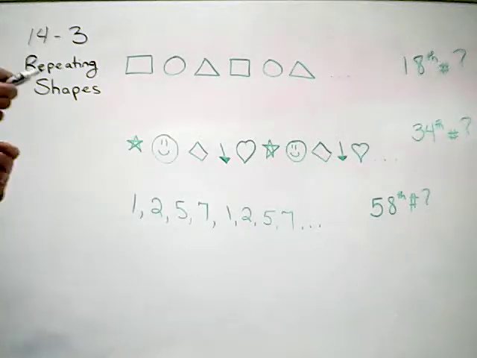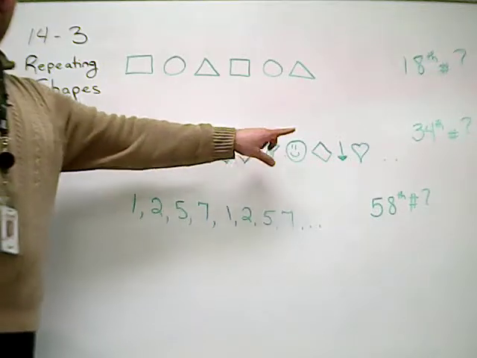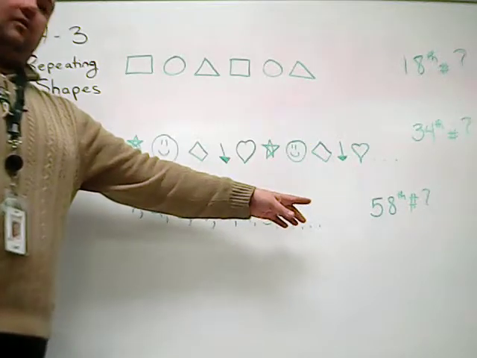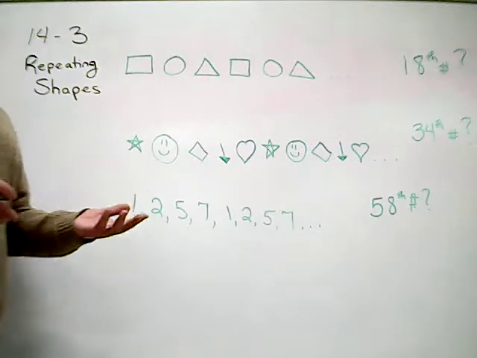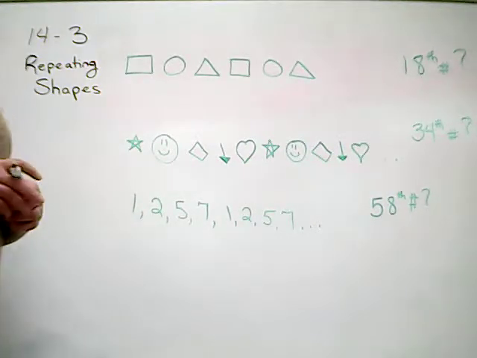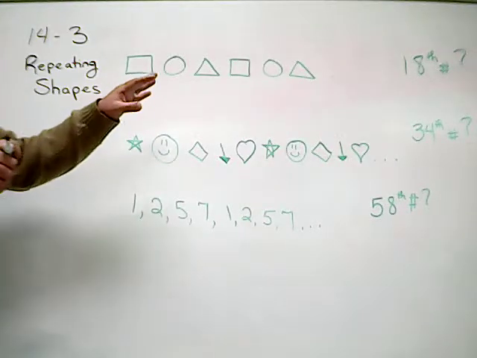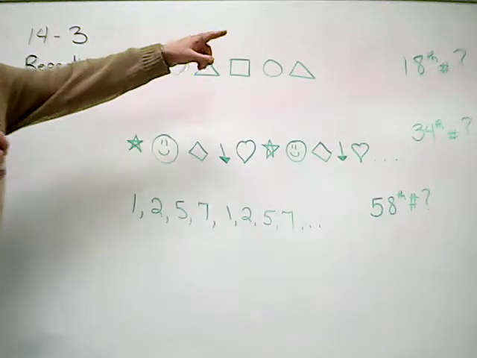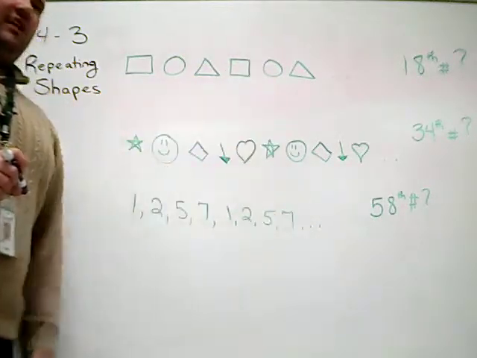I'm going to show you a shortcut, though, that could help you figure this out when you get to larger numbers, such as our second example, where I'm trying to find the 34th number, or our third example, where we're trying to find the 58th number. You can certainly draw the patterns out. There's nothing wrong with that, nothing at all. It might just take a little bit more time. What I'm going to show you how to do today is to divide to figure out what shape would come for the 18th shape, 34th shape, and 58th shape.